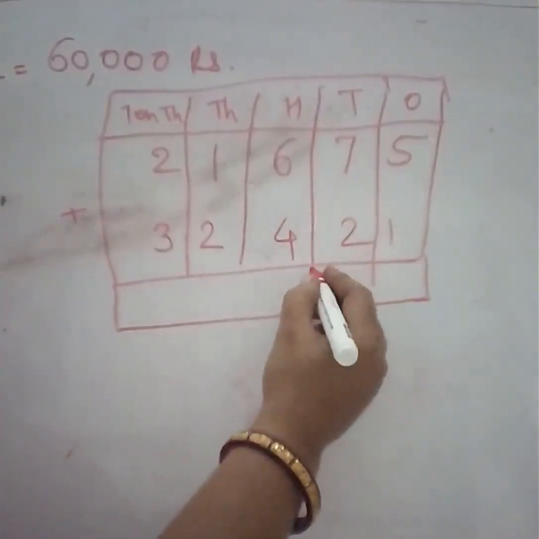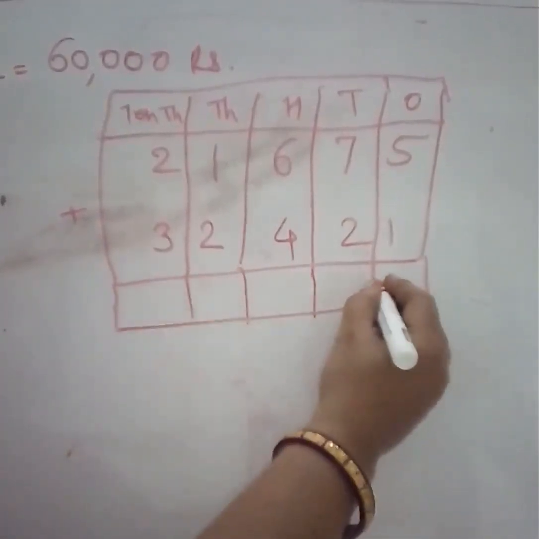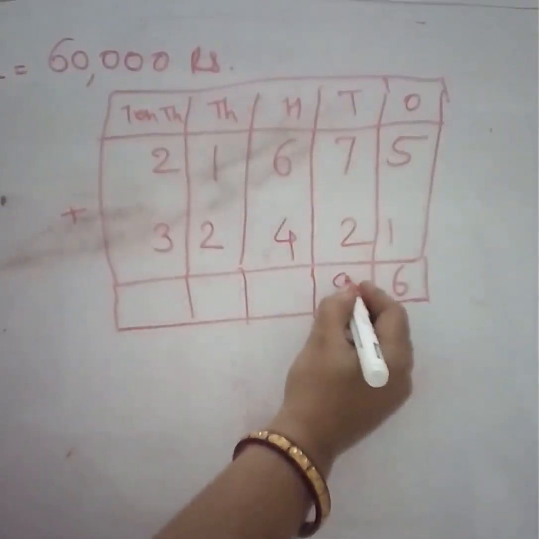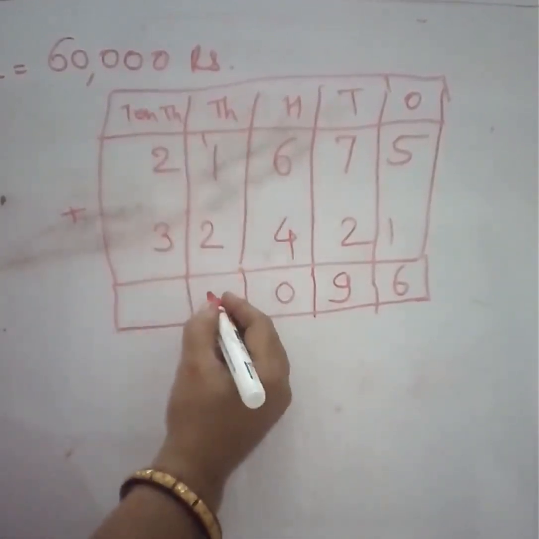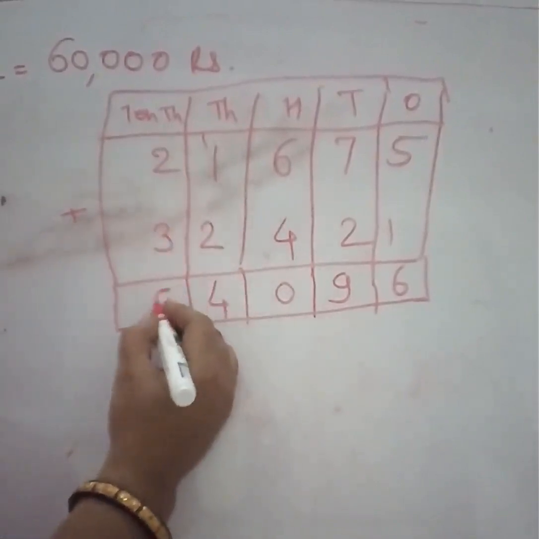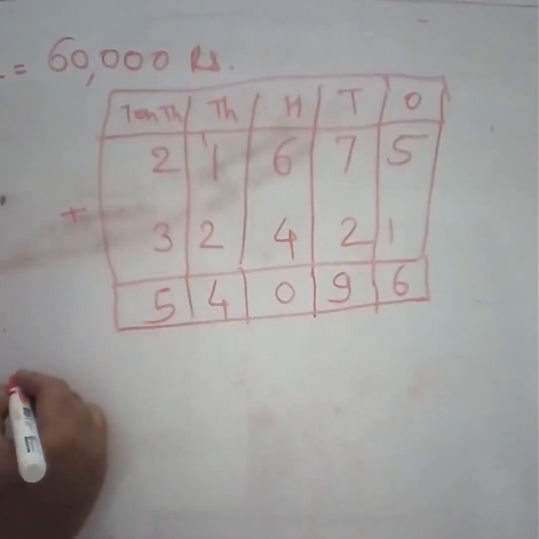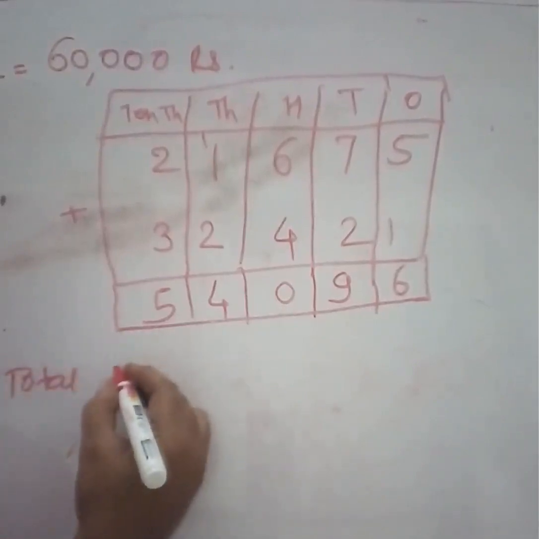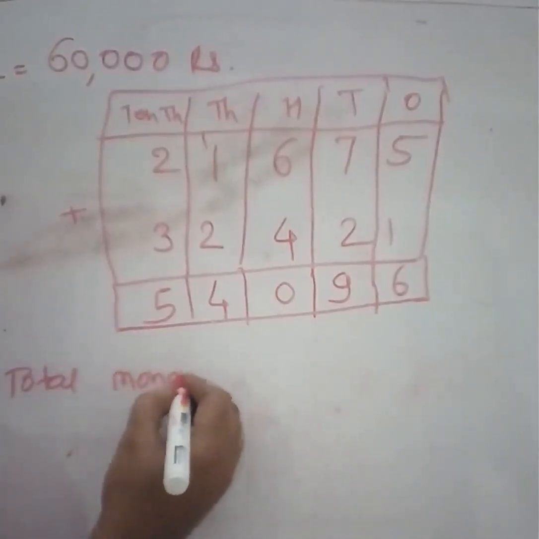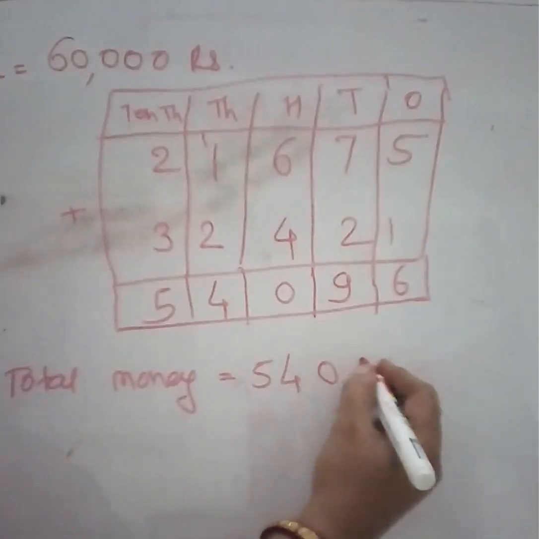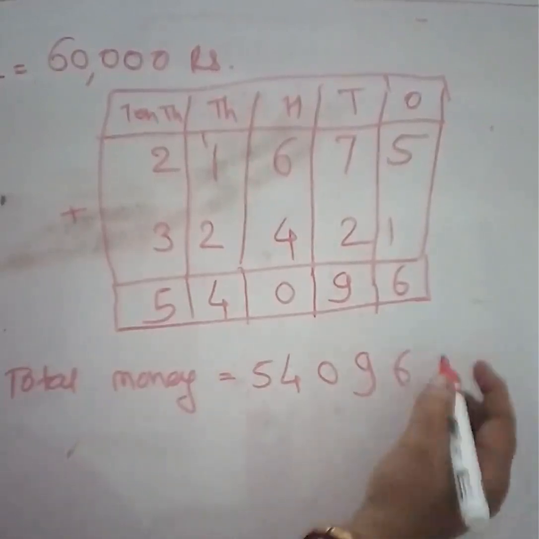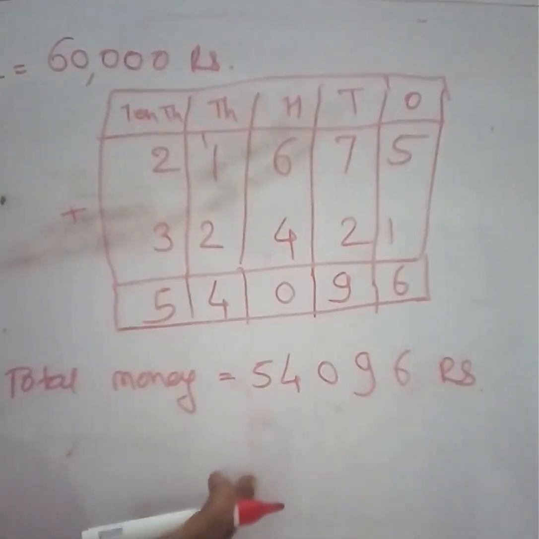5 and 1, 6. 7 and 2, 9. 6 and 4, 10. So we write 0 here and carry 1. 1 and 1, 2. 2 and 2, 4. 2 and 3, 5. So the total money she gave is equal to 54,096 rupees. This much rupees she has given to Reema and Ravi. Okay, students, understand?